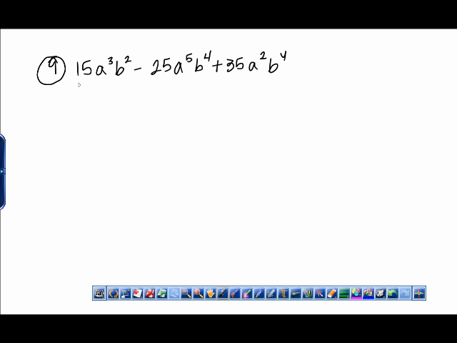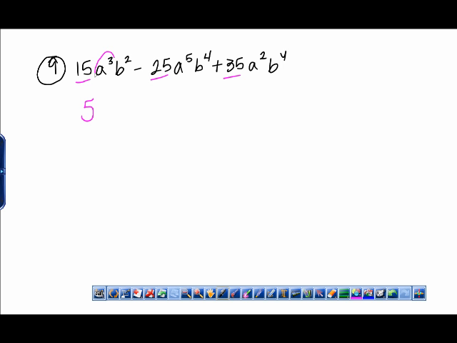Okay, so let's first just look at the numbers. 15, 25, 35. What's the least common denominator? Or sorry, I keep saying least common denominator. I apologize. What is the greatest common factor? What is the largest number that evenly divides into 15, 25, and 35? That would be 5. Okay, that's not that hard to find.